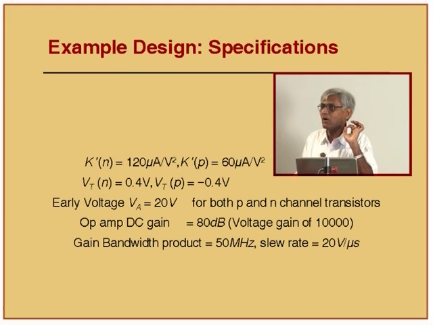We want to design an op amp whose DC gain is 80 dB, whose gain bandwidth product is 50 megahertz, and whose slew rate is 20 volts per microsecond. These are the specifications given to us. Let us go ahead and now design it. Now the order is very important, and what you do is that you design based on those specifications which involve the least number of specifications, so that the specifications don't come out as simultaneous equations. You can directly nail something. So that is what we are going to do.